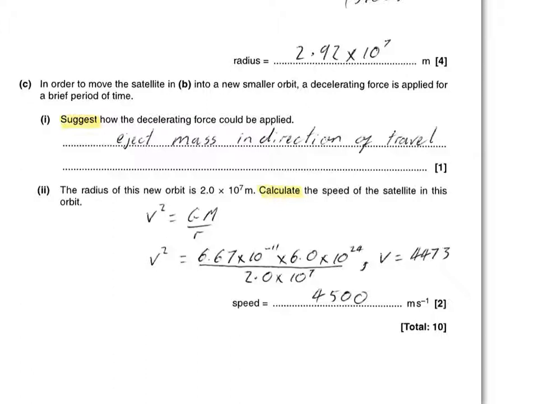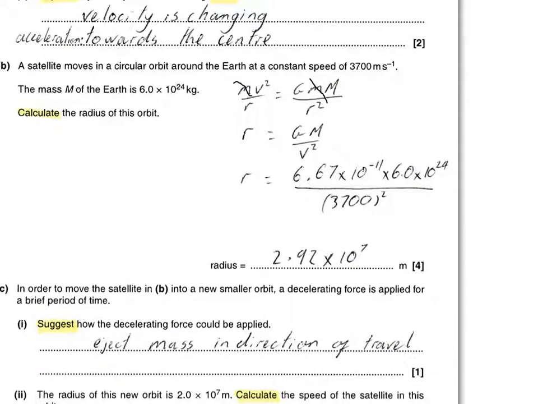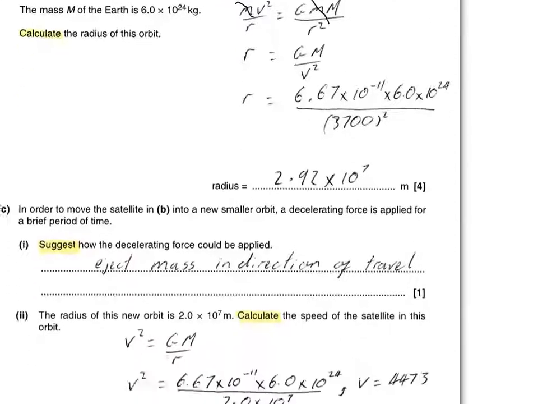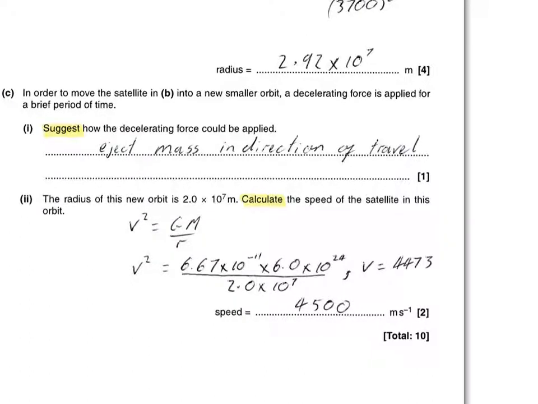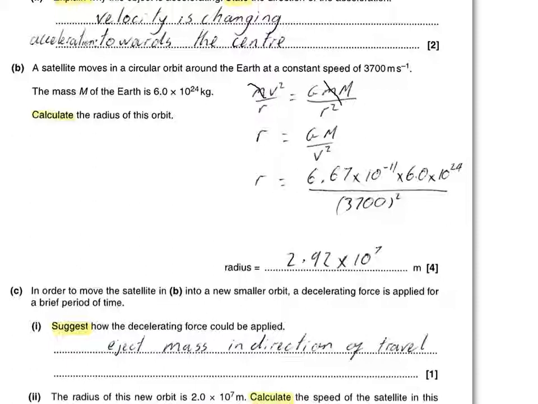And then finally, the radius of the new orbit is given, and we're asked to calculate the speed of the satellite in this orbit. Again, we're being asked to relate velocity and radius. The point is I've already done that, so I simply return to here and pick up that equation, r is GM upon v squared. I'm after v this time, so I've multiplied by v squared and divided by r and got v squared is GM over r. Lobbed in the numbers, 4,500 metres per second. But really the work for that one was sorted out back when I was doing part B.